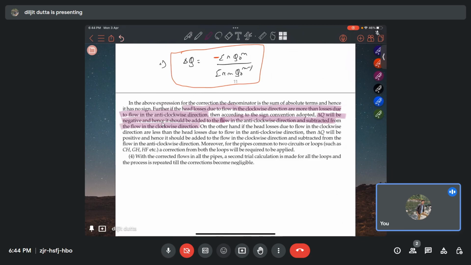So if delta Q is negative, we assume that for anti-clockwise the head loss is negative. So we will be adding for anti-clockwise and we will be subtracting for the clockwise flows. On the other hand, if the head losses due to the flow in the clockwise direction are less than the head losses due to flow in the anti-clockwise direction, then delta Q will be positive, and hence it should be added to the flow in the clockwise direction and subtracted from the flow in the anti-clockwise direction.